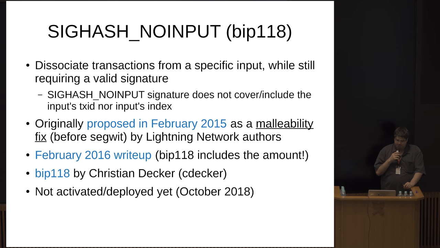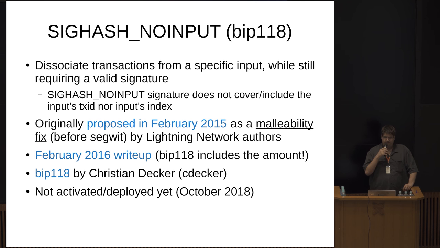So specifically, SIGHASH NOINPUT. The idea is that you don't actually care what specific input is being provided. You don't care what the transaction ID is that provides the input into the transaction. However, you do care about the amount. Very early on in 2015, this was proposed as a malleability fix before SegWit was proposed as a malleability fix. The problem, though, is that SIGHASH NOINPUT is somewhat dangerous, especially in the context of a malleability fix, so it was not selected by the community, and then we got SegWit.